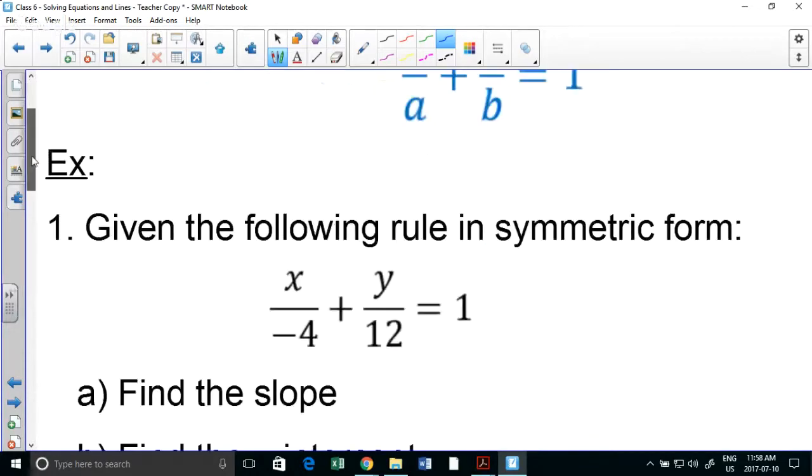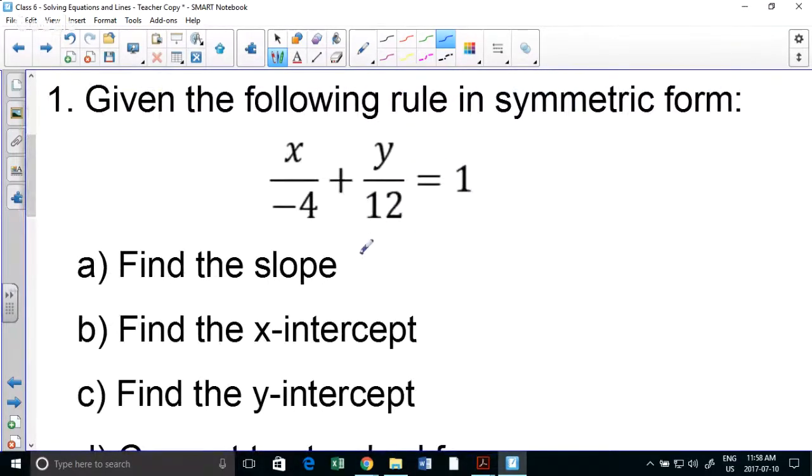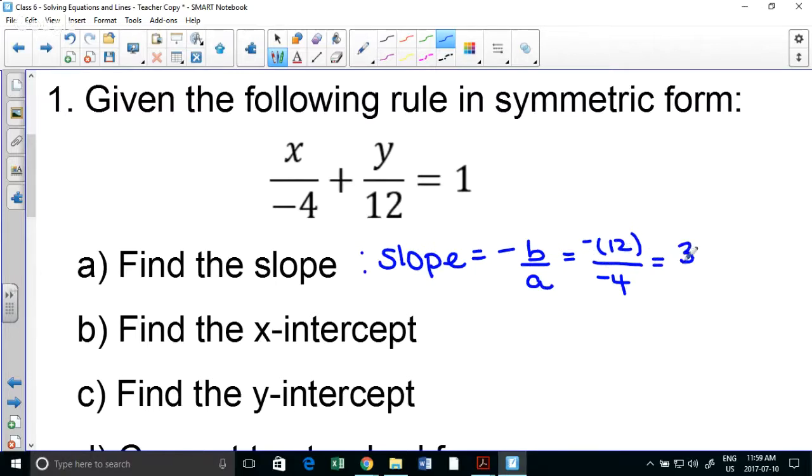All right, number 1, given the following rule in symmetric form, find the slope. So in this case, the slope, you had the formula, it's negative b over a. So in this case, my b is 12, and my a is negative 4. So the negatives cancel, and I get 12 divided by 4 is 3. The x-intercept is x equals negative 4. That's it. The y-intercept is y equals 12. That's it.